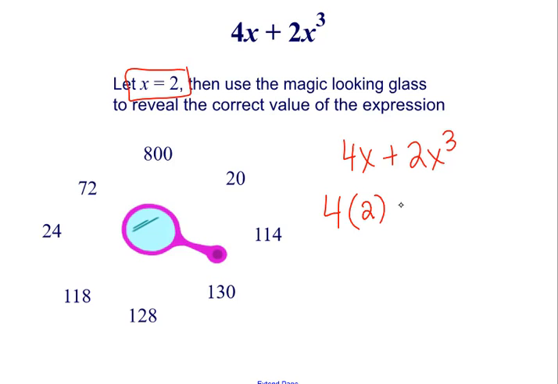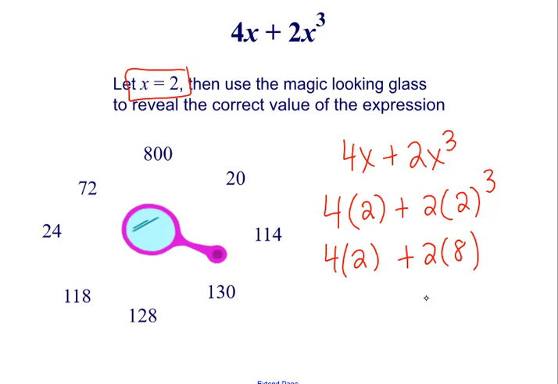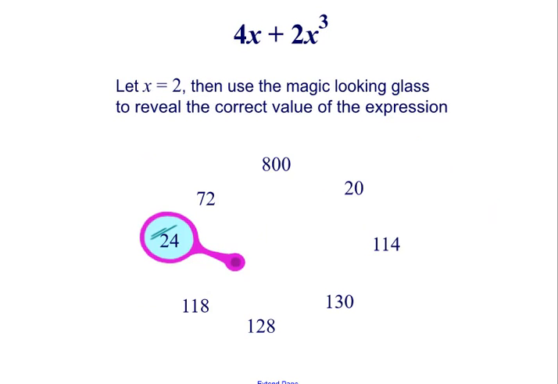So 4 times parentheses 2 plus 2 times parentheses 2 to the third. Now that I've made that substitution, I can move on to step number 3 and start evaluating. So I'm going to do that exponent of 2 to the third first. So that'll be 4 times 2 plus 2 times 8. So now I can do my multiplication. 4 times 2 is 8, plus 2 times 8 is 16, and 8 plus 16 is 24. So if we move the magic mirror around, we do get that it reveals the answer is 24.